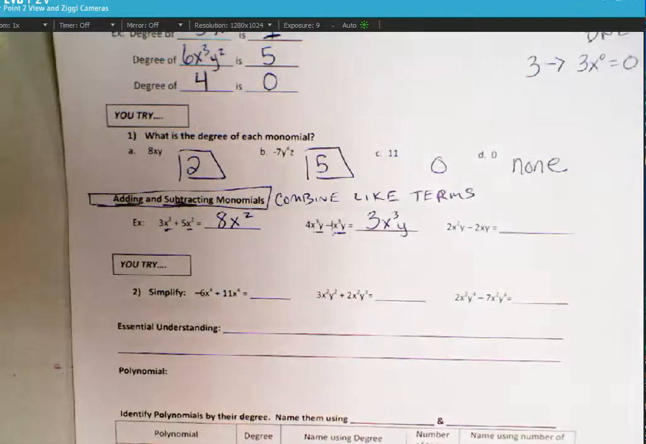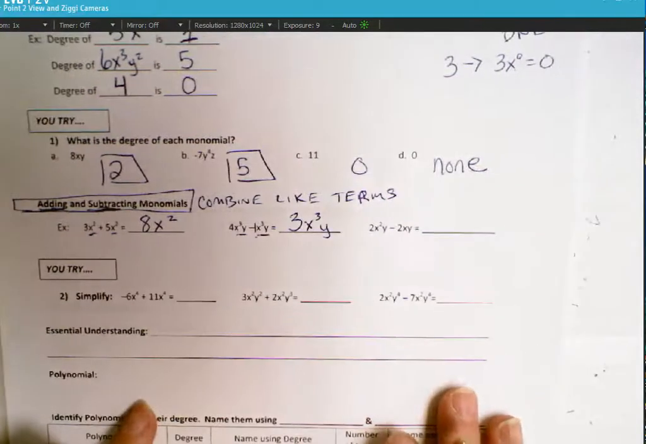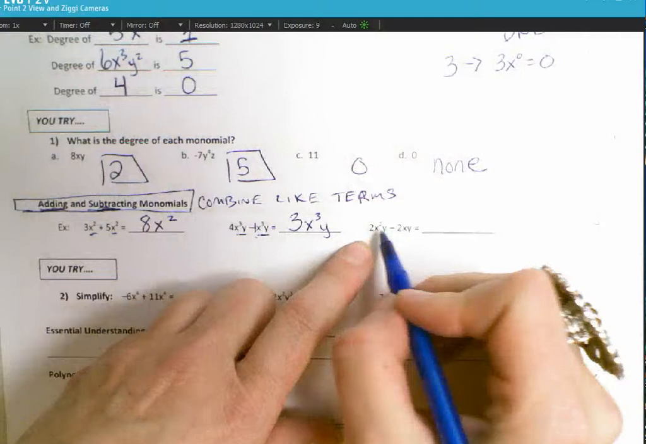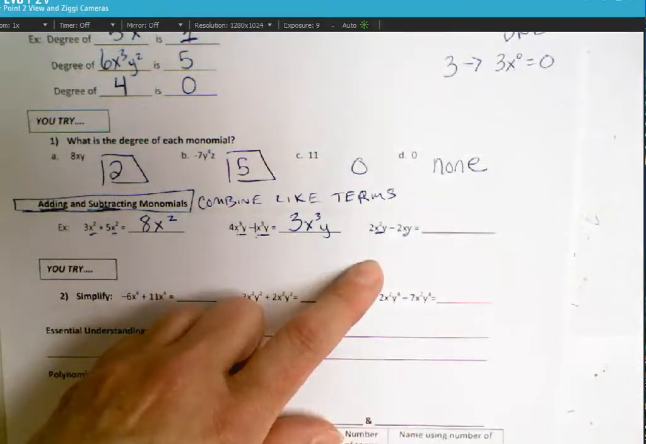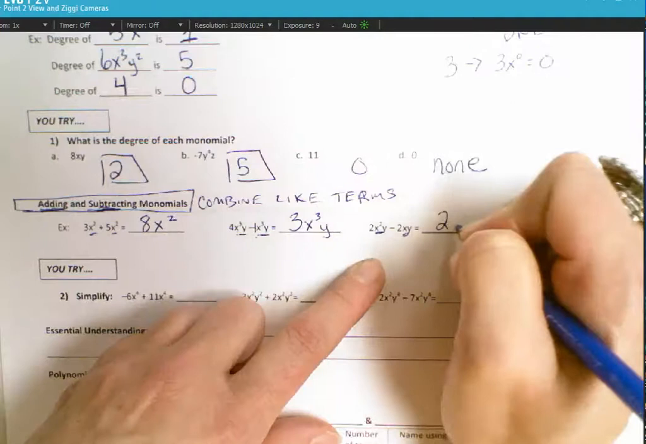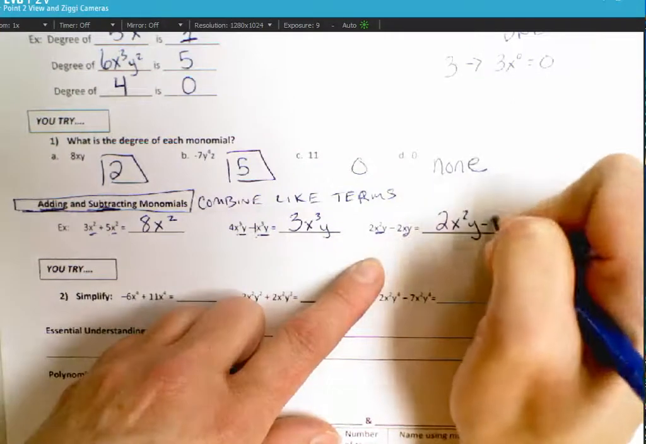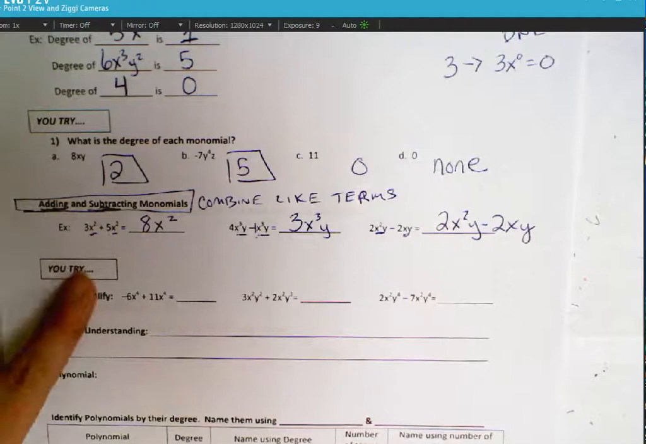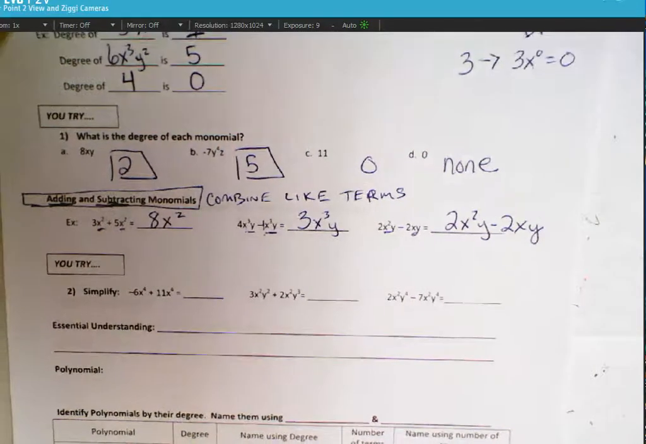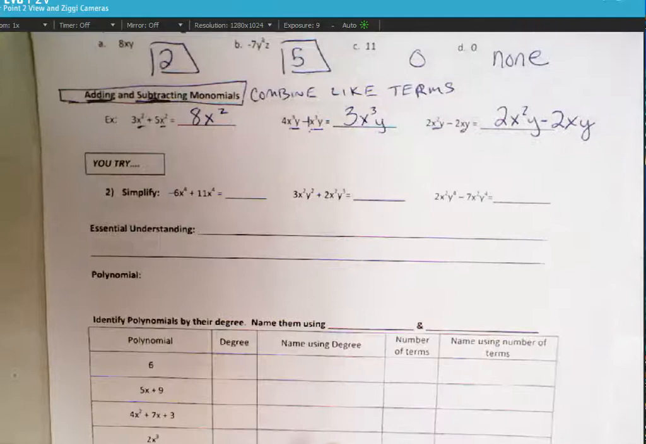You're looking for like terms when you're adding and subtracting monomials. So I have an x squared, but that is not the same as this term, so I cannot combine those terms. These are already simplified as much as you can. So that becomes a polynomial, specifically a binomial. Okay, so you should pause the video and then come back and check your answers after you try the next few.